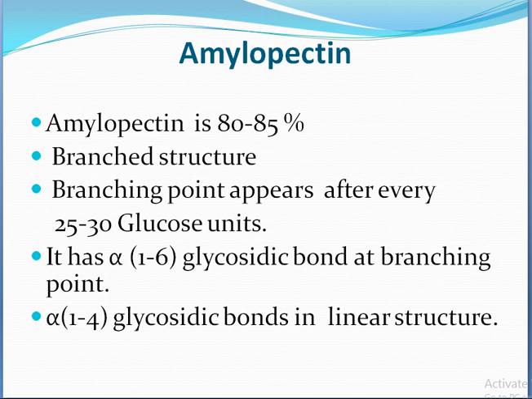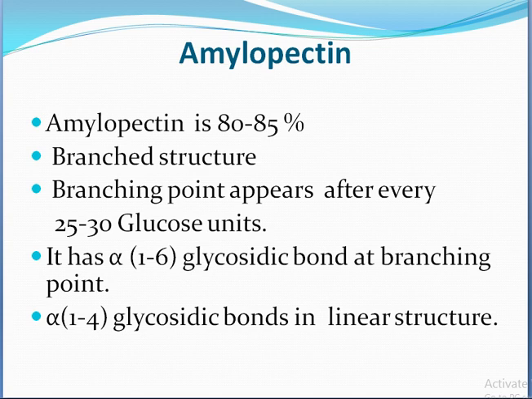Amylose is unbranched, whereas amylopectin is branched. Starch has two components, amylose and amylopectin. Amylose contains 15 to 20% of the total starch, whereas amylopectin makes up 80 to 85% of starch.